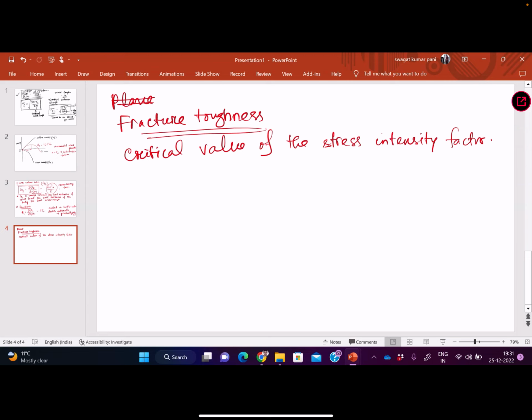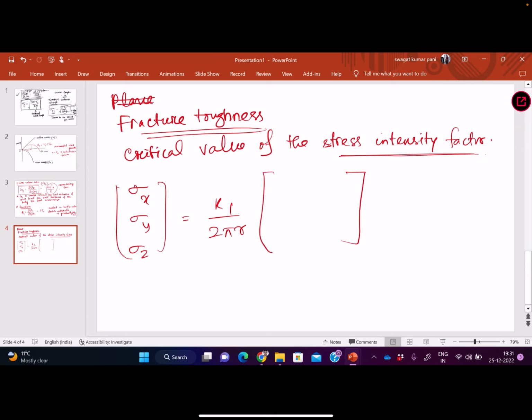So what is stress intensity factor? You might have seen in the stress field equations sigma x, sigma y, sigma z, K1 by root of 2 pi r. And there are some relations related to sin theta and cos theta, a big equation, sin theta by 2, cos theta by 2 and all those. So this one is your stress intensity factor. It describes, like theta is there.